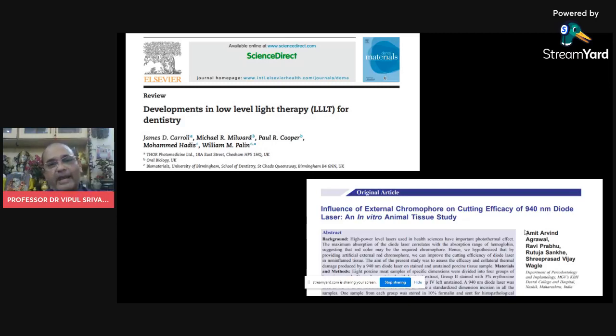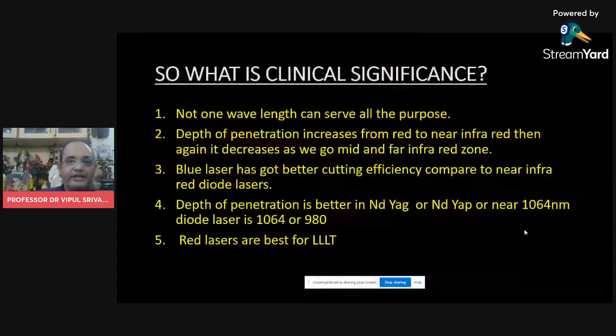But what was my idea of reviewing these articles? I wanted to discuss the best wavelength. What is the best wavelength which can be used in dentistry? What was my conclusion? Not one wavelength. If I talk about which wavelength is best, you need to understand that no single wavelength can serve all the purposes.